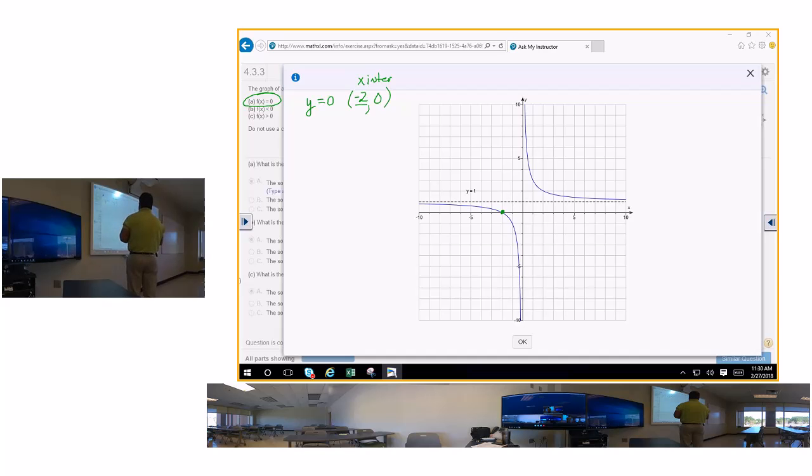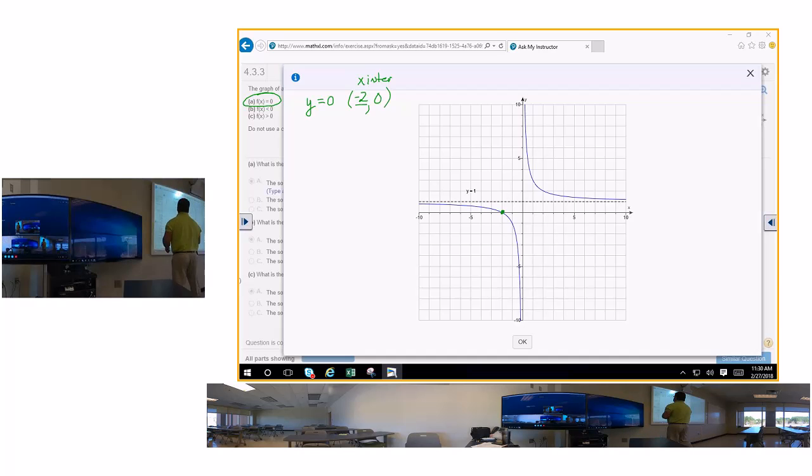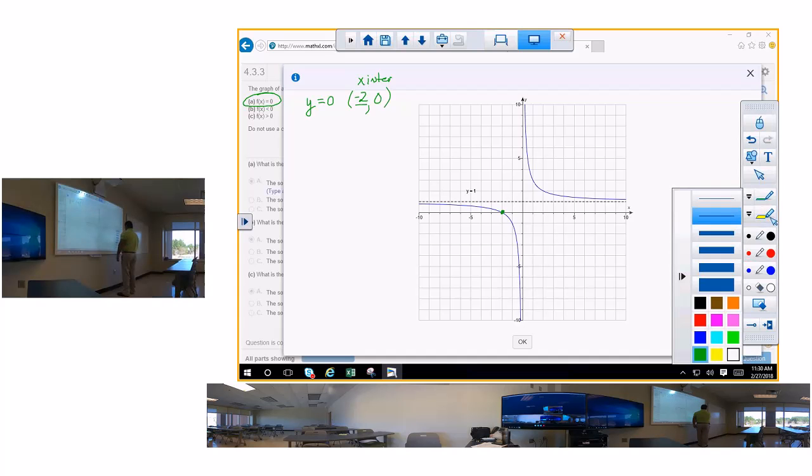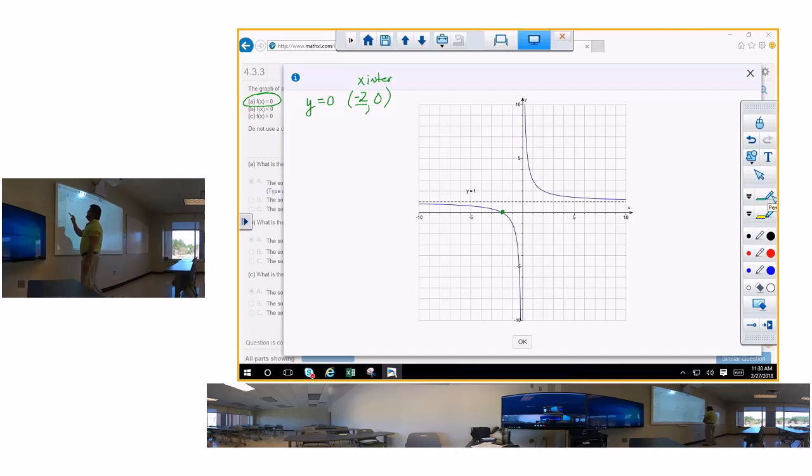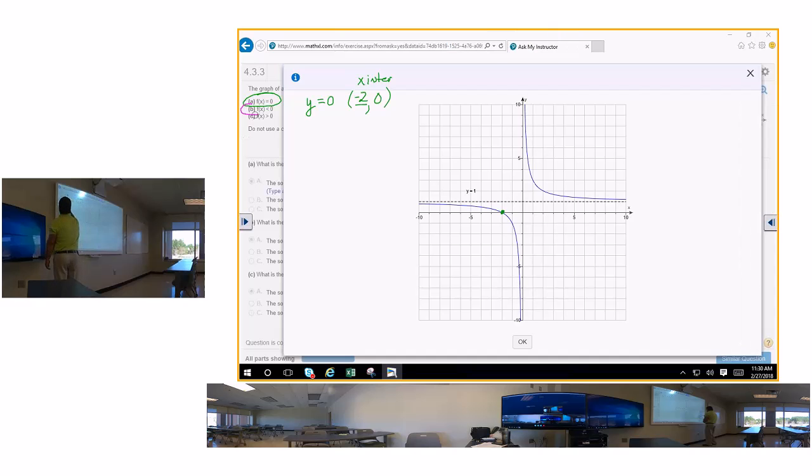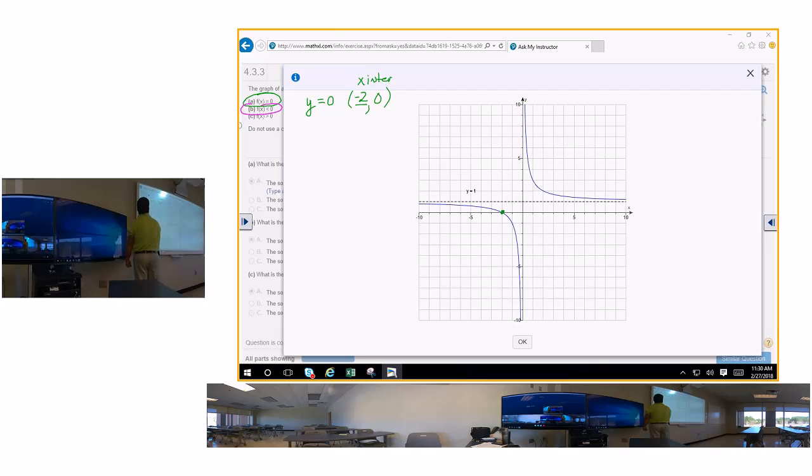Okay? The second question says, I'll do it in blue. Not blue, I want to do it in magenta. Let's do it in magenta. Okay, magenta says, when is the function below the x-axis? So you need to write that down, below the x-axis. When is y below the x-axis?